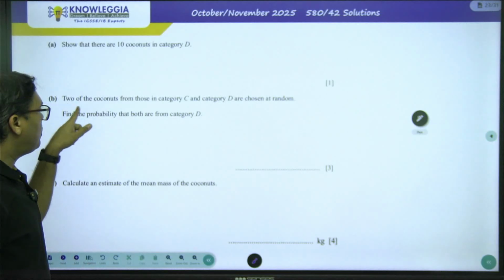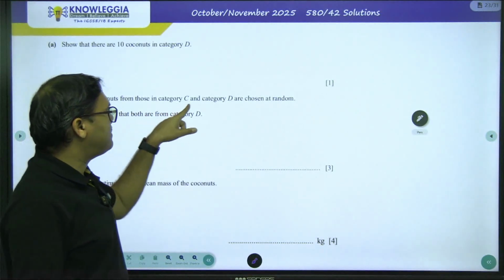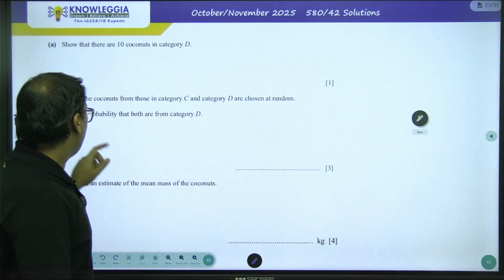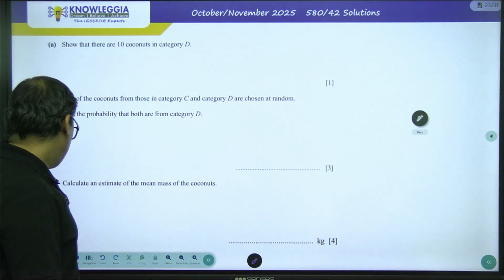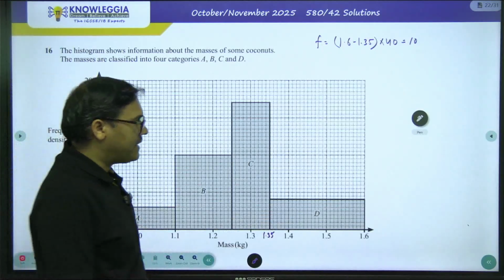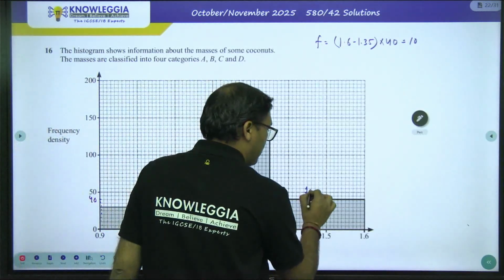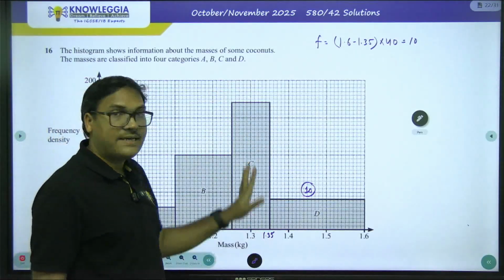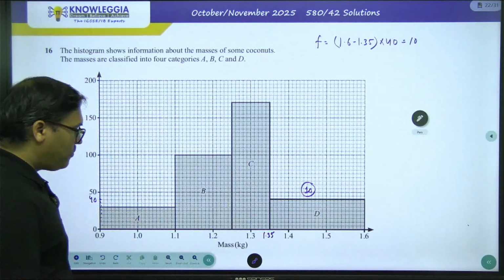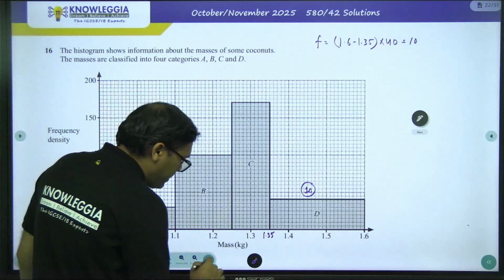Second, two of the coconuts from the category C and D are chosen at random. Find the probability that both are from category D. Basically, in the first category, we have already counted that there are 10 coconuts in category D. Now let's count how many coconuts are there in category C. Now see what is this value.